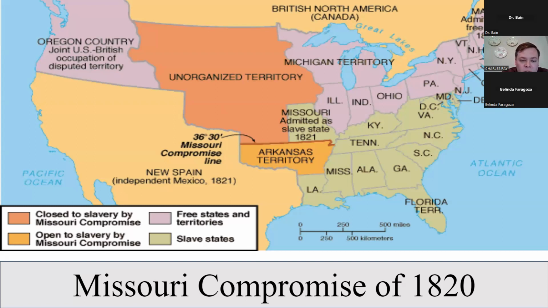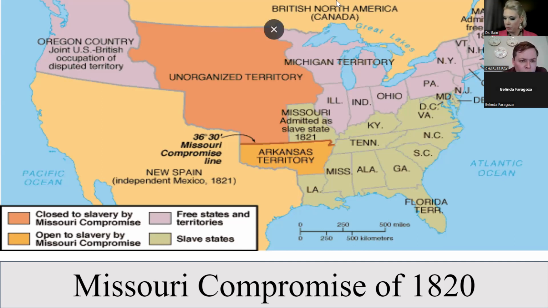What happens is basically they agree on the whole 36-30 line, because you need to keep the balance of slave and free in the Senate. Every state gets two senators. So they draw the line at the bottom of Missouri, which came in 1821, and say, if you're north of this line, you will be a free state, free territory. If you're south of this line, you're going to be slave, or at least open to slavery. And to balance out Missouri, Maine came in as a free state. Previously, it had been part of Massachusetts.